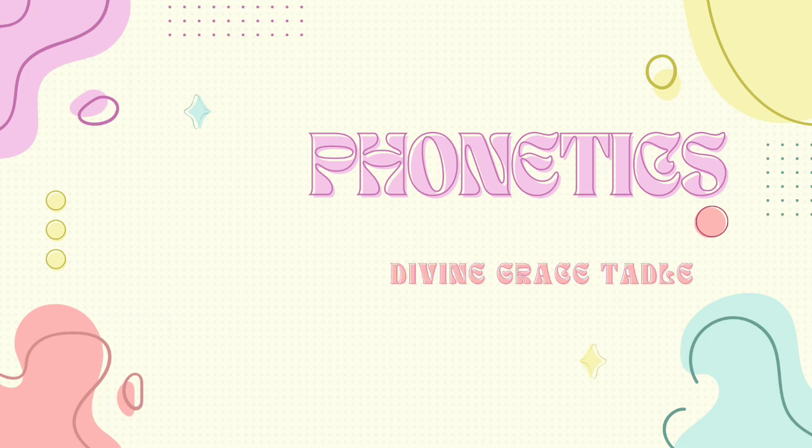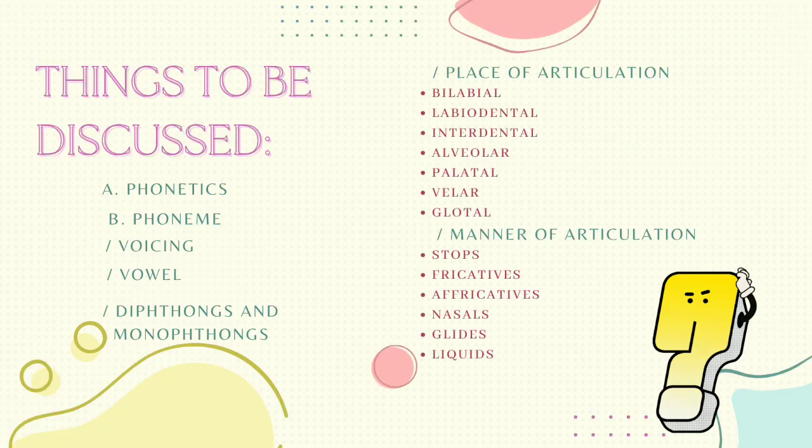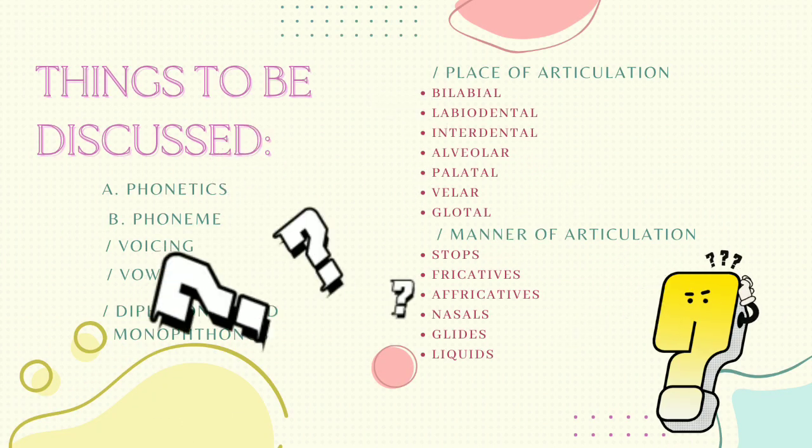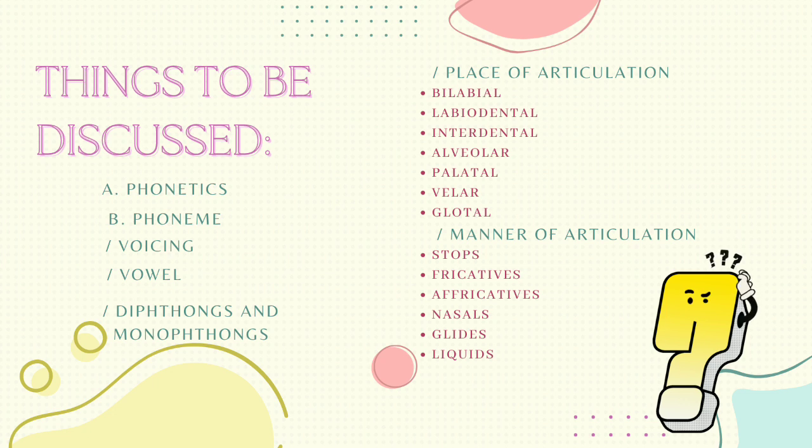So for today, we are going to talk about phonetics. And before we proceed, here are the things to be discussed. Phonetics, phoneme, voicing, voiced and voiceless, vowel, diphthongs and monophthongs, places of articulation. In line with this, we have here the bilabial, labiodental, interdental, alveolar, palatal, velar, and glottal. In manner of articulation, we have stops, fricatives, affricatives, nasals, glides, and liquids.